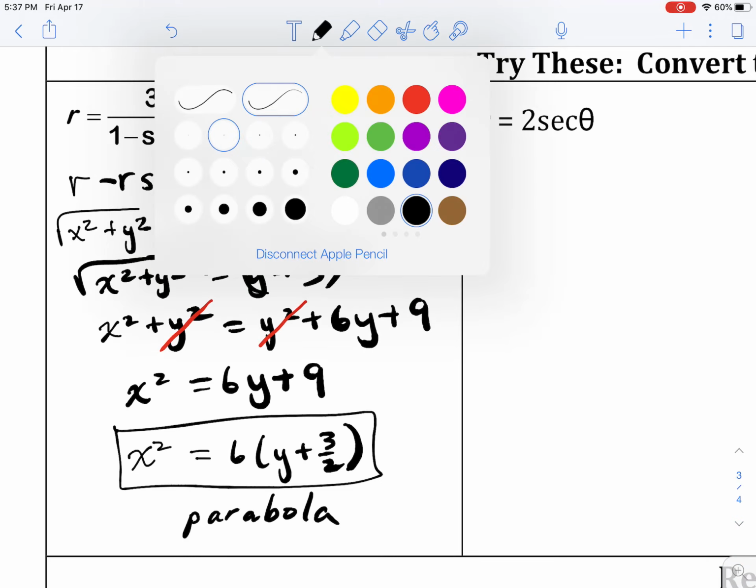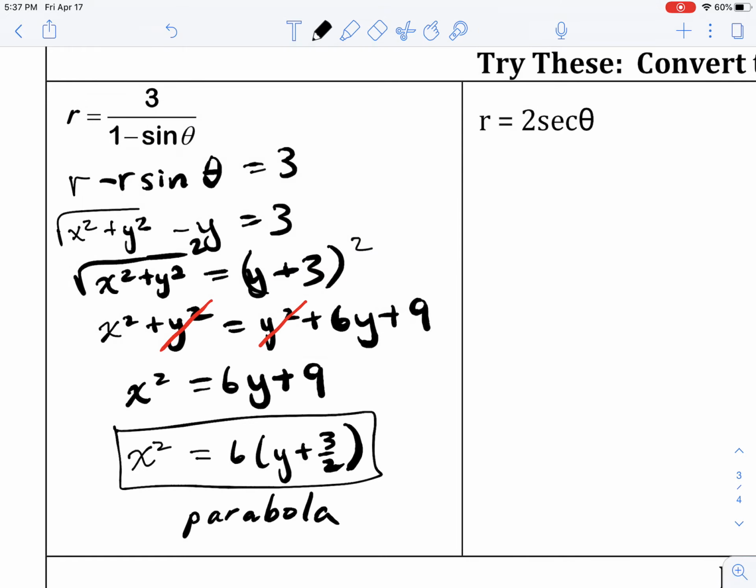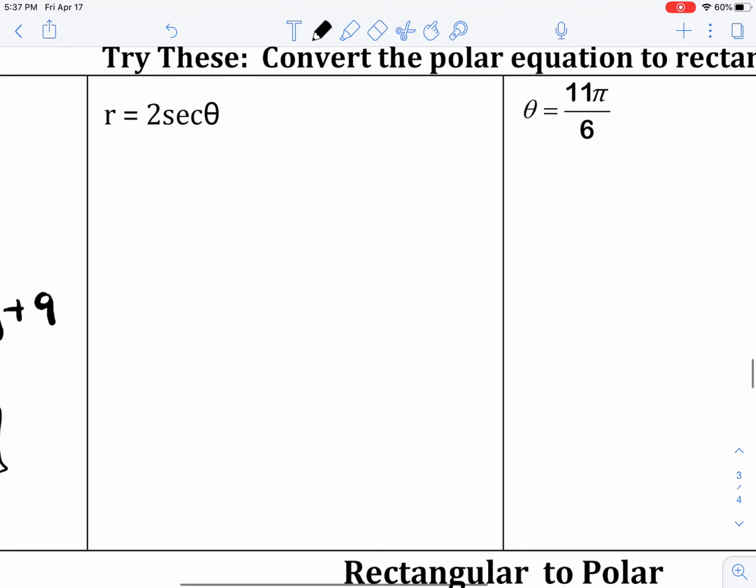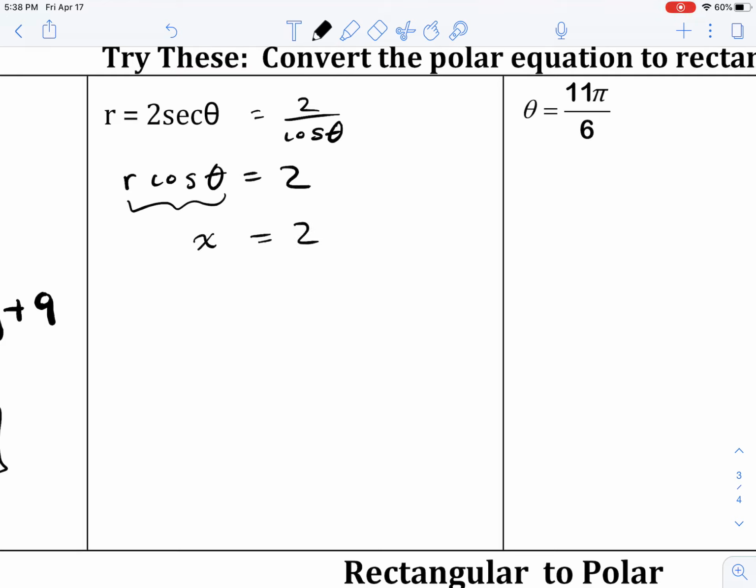Okay, let's increase the thickness of the pen real quick. All right, now this next one. Here, we're going to go ahead and rewrite this as r equals 2 over cosine theta. And if you're seeing this equation now as r is equal to 2 over cosine theta, hopefully that kind of jumps out to you a little bit more what we have. We have r cosine theta is equal to 2, which means we can write all of this as just being equivalent to x. So x is equal to 2, and that makes sense. That's just a vertical line.